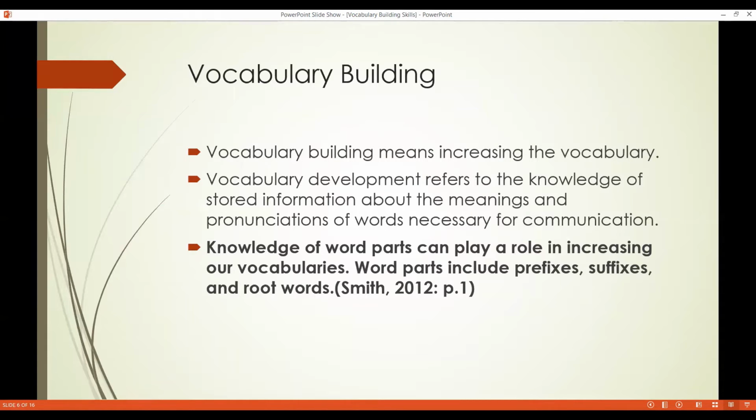Vocabulary building means increasing the vocabulary, definitely, and knowledge of word parts can play a role in increasing our vocabularies. Word parts include prefixes, suffixes, and root words.